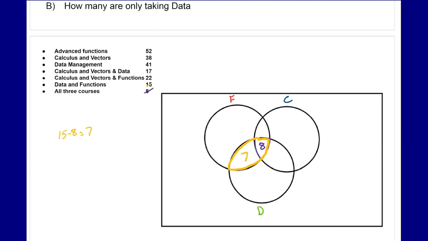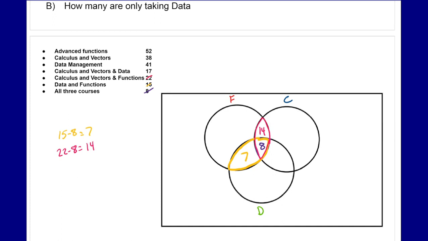And we're going to go through that same process. We're going to look at calculus and vectors and functions, so we're going to look at this component now. We know that 8 are already taking all 3, and there are 22 that are calculus and vectors and functions. So 22 minus 8 gives me 14. So there are 14 students that are calculus and vectors and functions only, only in this little overlap between those two courses.